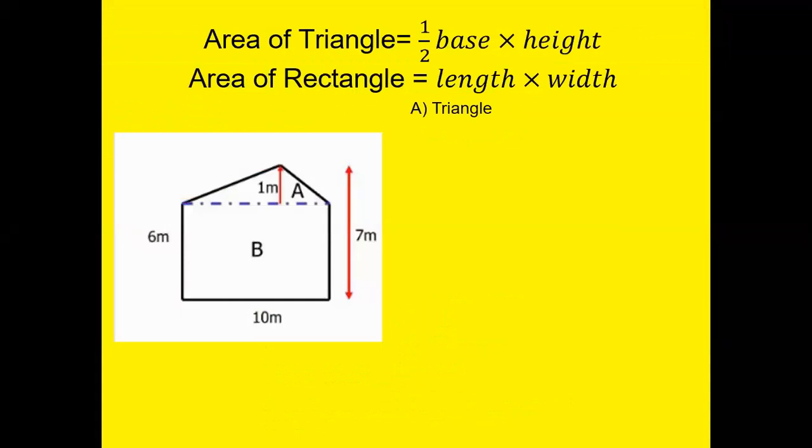Okay, let's try this question here where we have a triangle and a rectangle. Now, the area of a triangle equals half base times height. The area of a rectangle equals length times width. So A is our first shape, which is a triangle. We know the formula for the area of a triangle equals half base times height. So what is the base and what is the height?